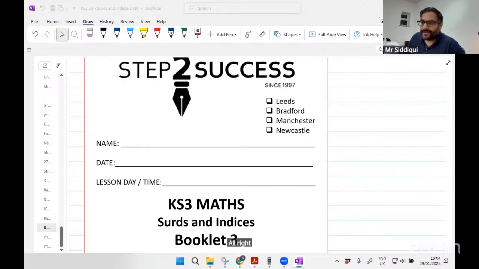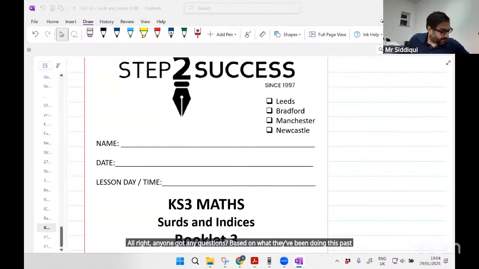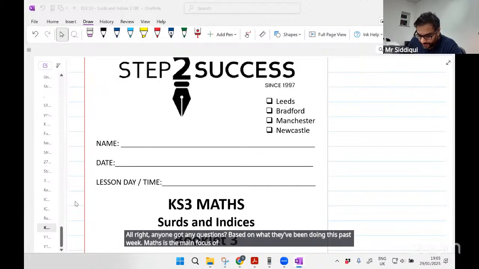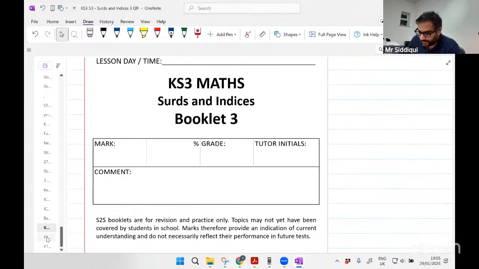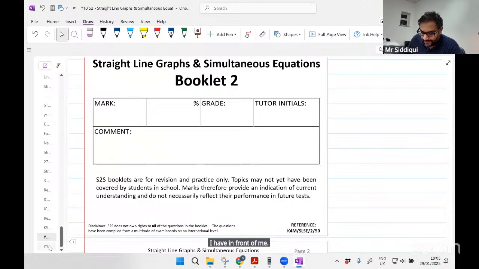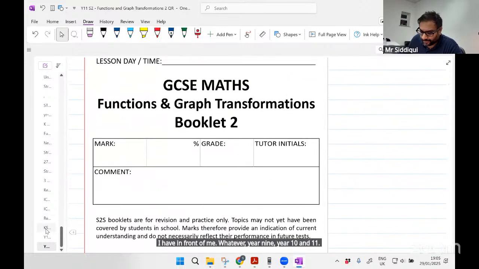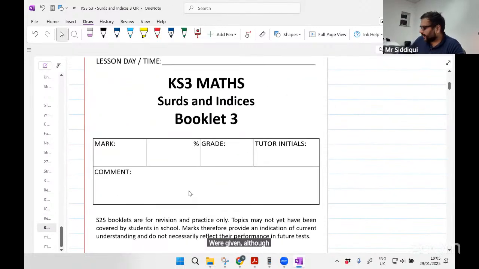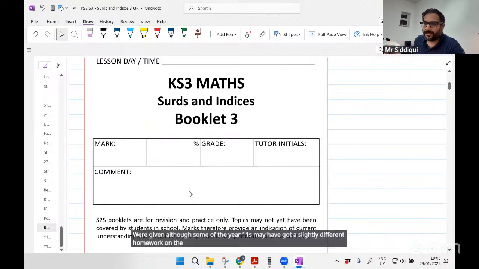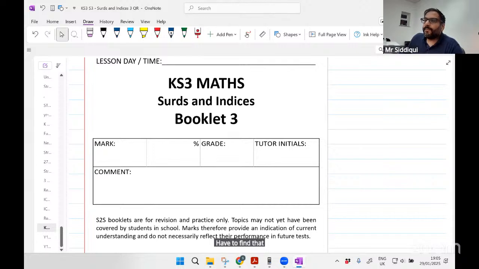Right, anyone got any questions based on what they've been doing this past week? Maths is the main focus of what we'll be doing. I have in front of me whatever year 9, year 10, and 11 were given, although some of the year 11s may have got a slightly different homework on the angles and polygons. If you did, then tell me, and I will have to find that. Let's see if we've got any questions. Got some questions.